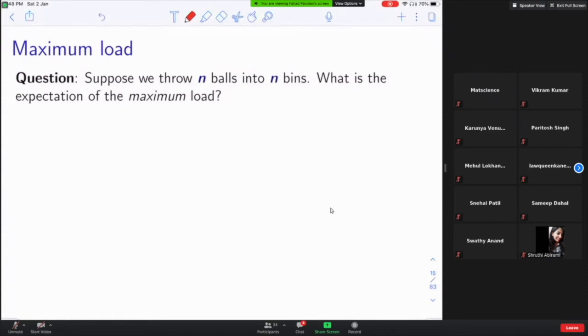The ball can fall in one of the n bins, and hence 1 by n. And that one bin is equal to j. That is what you are asking. That is 1 by n. Is that right, sir?